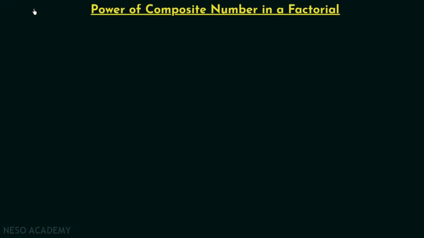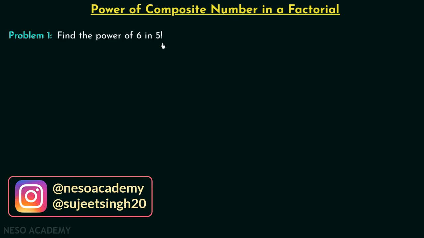In this presentation, we are going to understand how to find out the power of a composite number in a given factorial. We will move on to our problem number 1 directly. In this problem, we need to find the power of 6 in 5 factorial. 6 is a composite number and we need to find the power of this composite number in 5 factorial. Let's move on to our solution now.